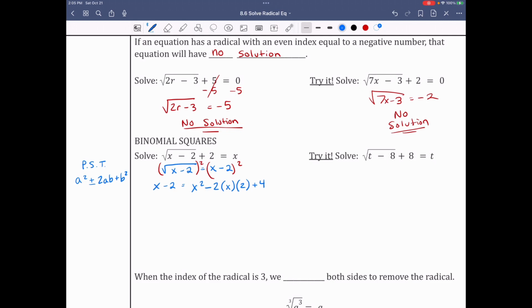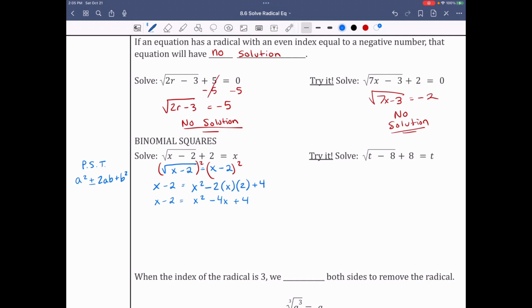Now we want 0 on one side, but first I'm going to simplify. So just bring down the x minus 2 for now. X squared, I'm going to simplify the middle term to negative 4x plus 4.